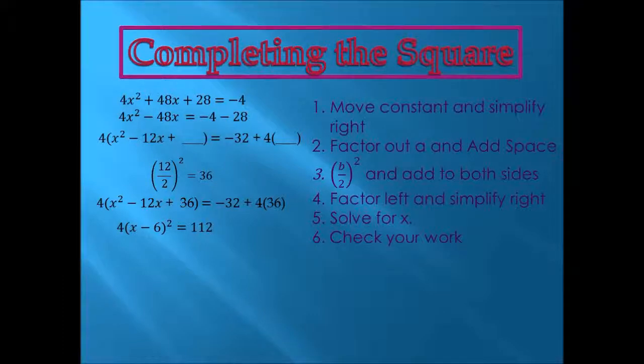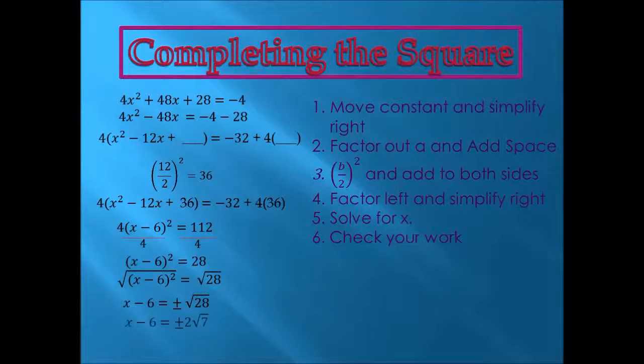Then we solve for x. So our first thing is we divide by 4 on both sides, and we get x plus 6 squared equals 28. Then we square root both sides, and we're left with x plus 6 on the left equals plus or minus the square root of 28.